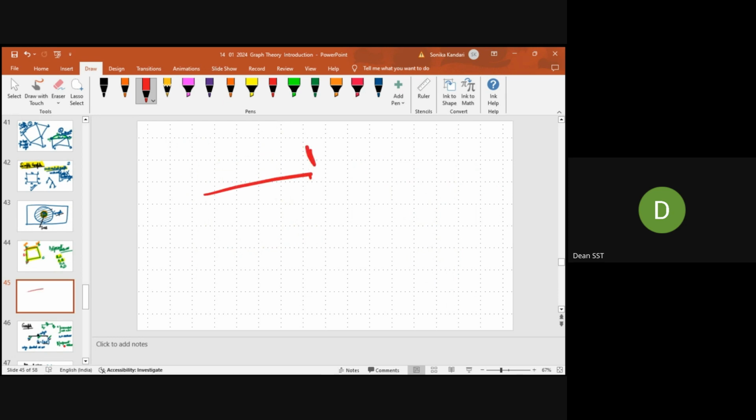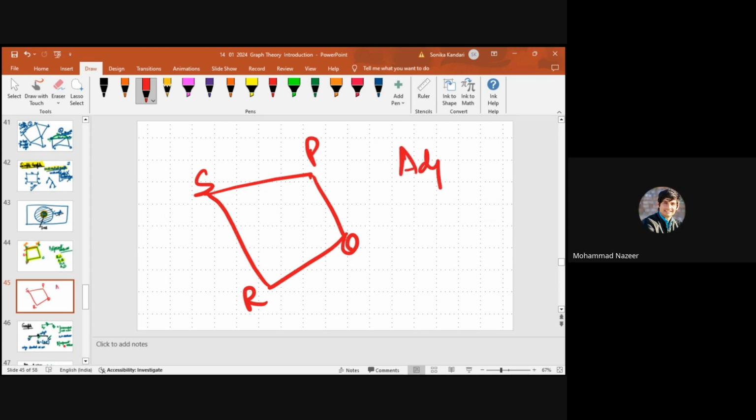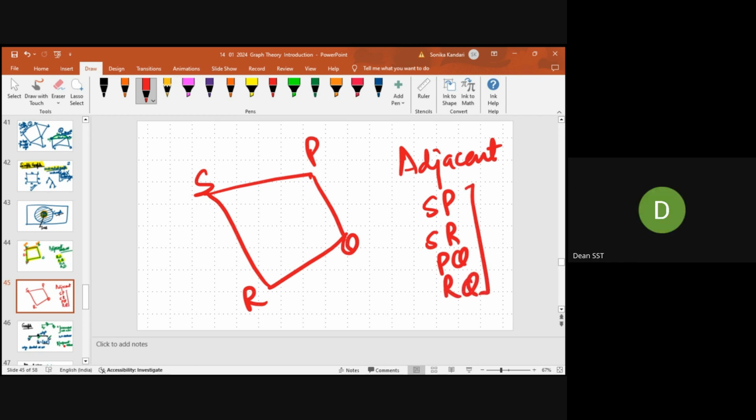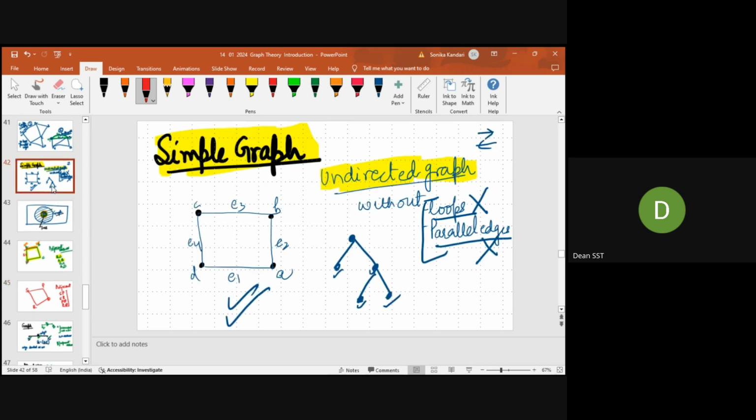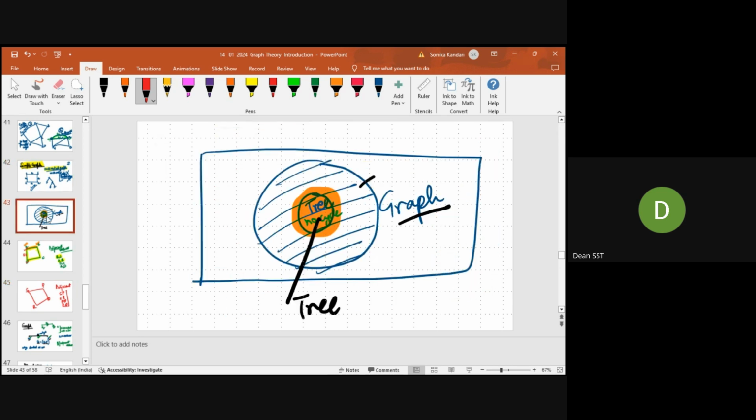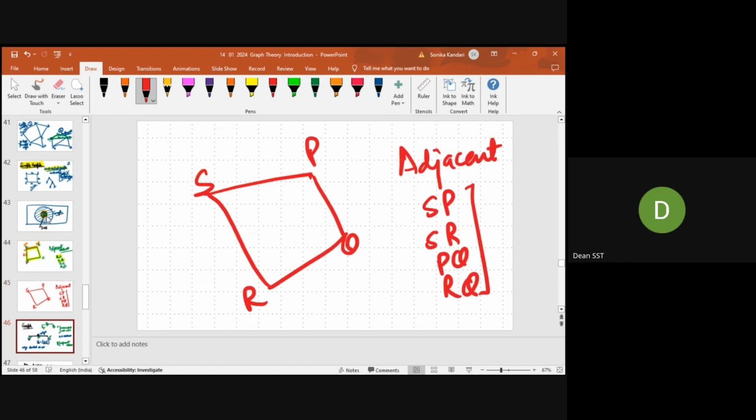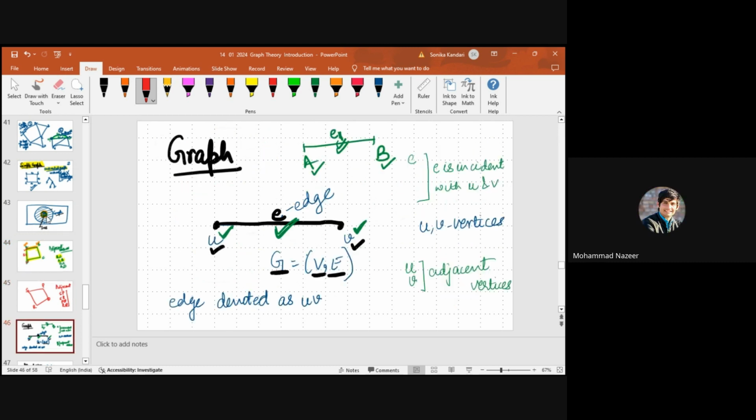Now tell me, P, Q, R, S. Tell me what are adjacent vertices? SP, SR, PQ, RQ. Fine. These are adjacent vertices. Okay. Is it clear? Yes, ma'am. So adjacent vertices, clear?